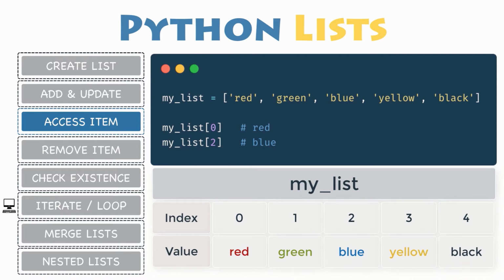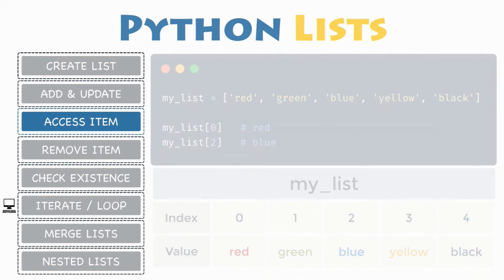And you can access individual items in a list using its index in square brackets. Consequently, if you want to get the first item, red, you will provide the index 0. The item green will be accessed using the index 1, the item blue with the index 2, and so on.